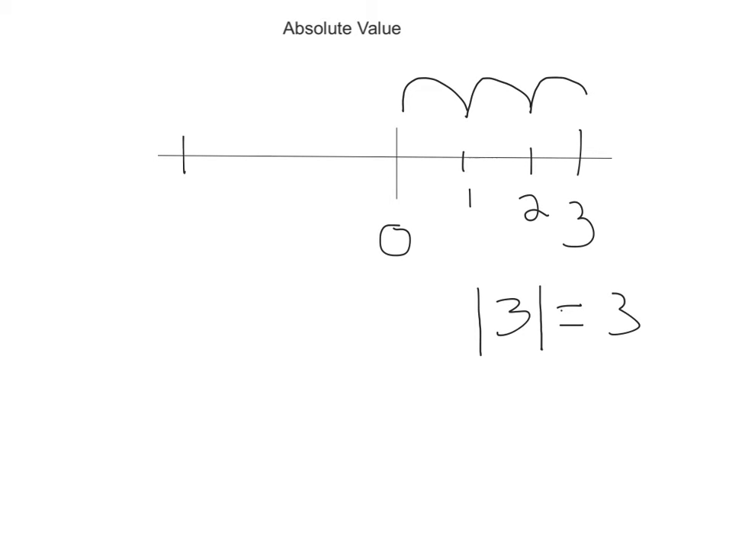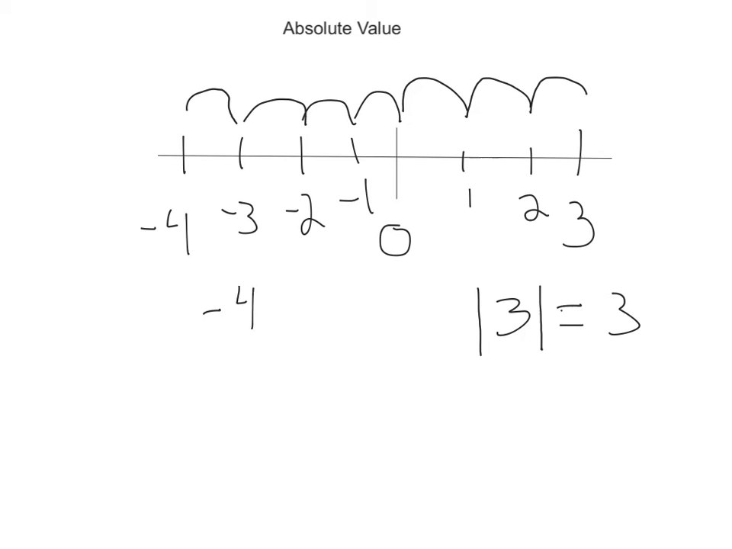If we were talking about the absolute value of -4, we would also move back towards 0. This would be -3. This would be -2. This would be -1. And we'd move 1, 2, 3, 4 spaces back to 0. So the distance -4 is from 0, or the absolute value of -4 is 4.